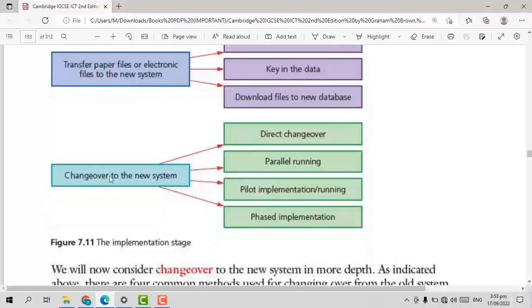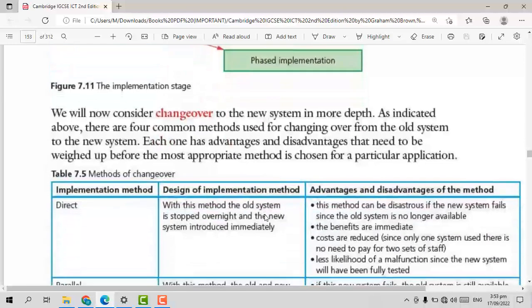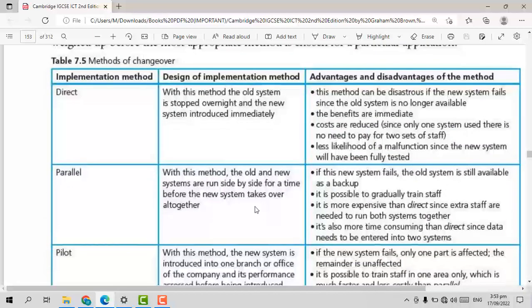Okay, now changeover. Now this is what we're going to study right now. Changeover from the old system to the new system. We have four types of changeover: direct, parallel, pilot, and phased. Now let's go and read about those four changeovers.